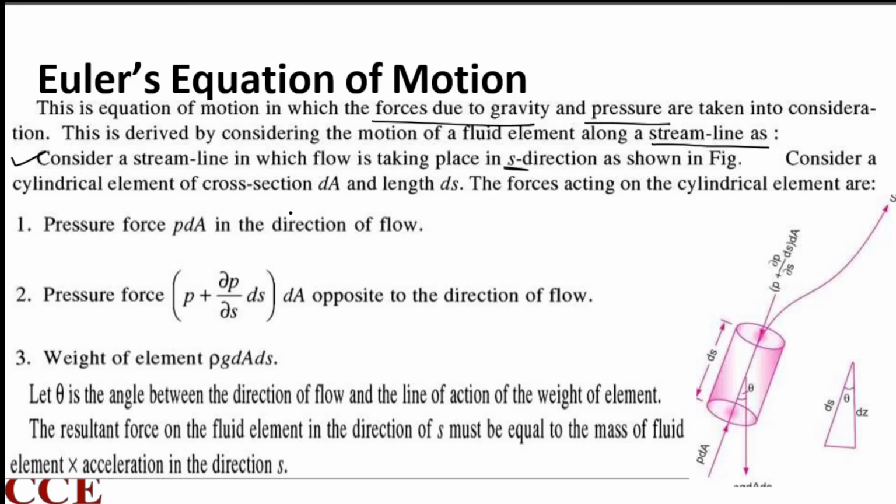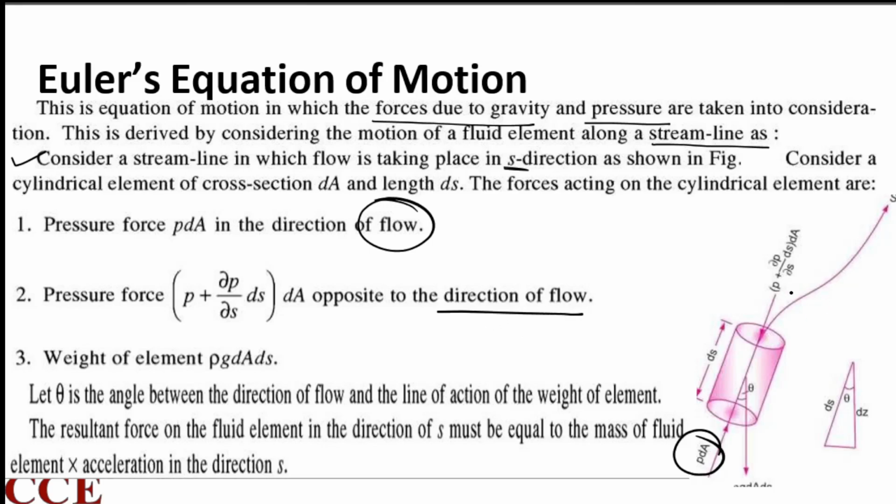Consider a cylindrical element of cross-section dA and length ds. This is the cylindrical element of cross-sectional area dA, and suppose this length is ds. The forces acting on the cylindrical element are the pressure force P dA in the direction of flow. There will also be a pressure force opposite to the direction of flow.